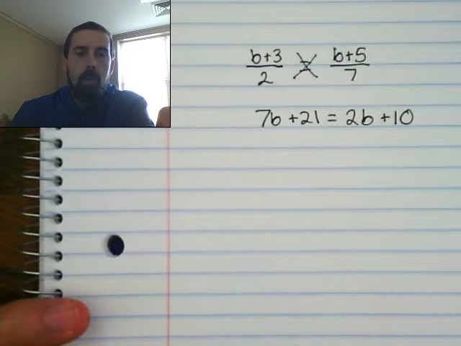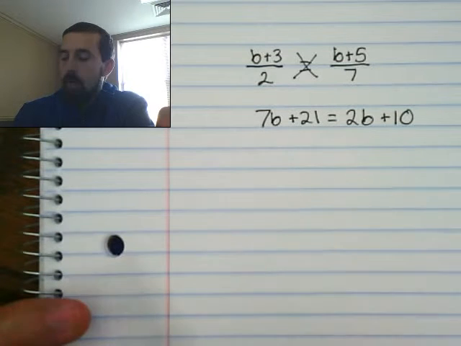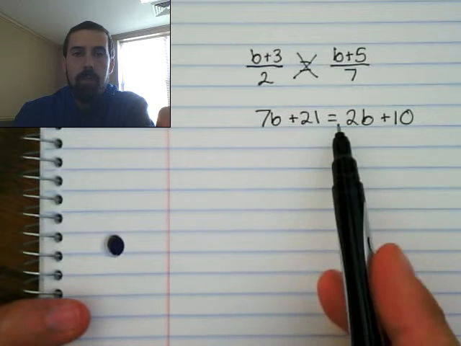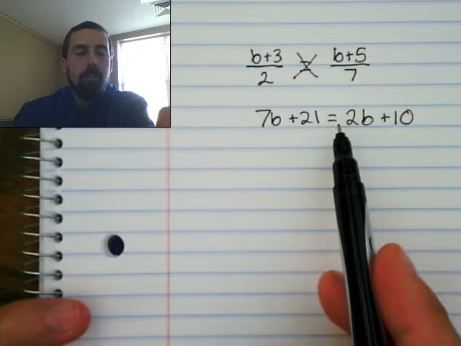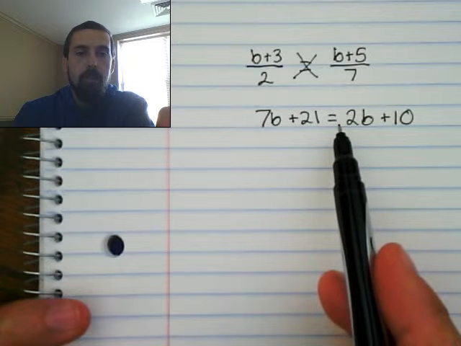Now again, we want to get all of our b's on one side. Me personally, I like to work with positives, especially with my variables, and b is our variable here. So when I look at this question, I look at how I can make sure my b is going to be positive.